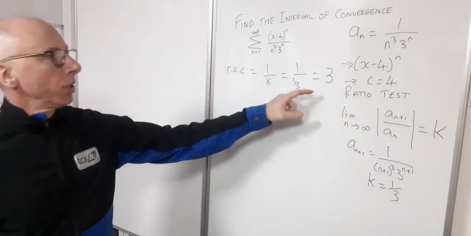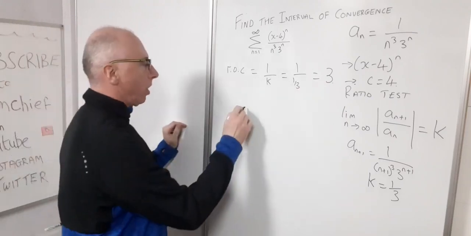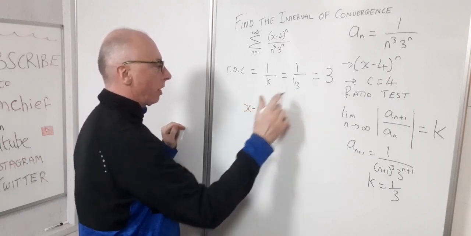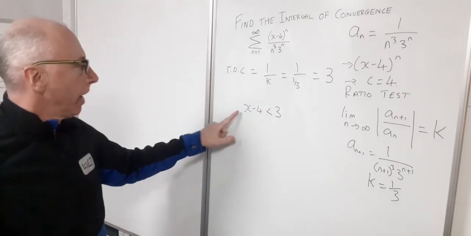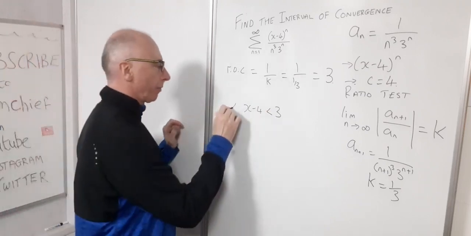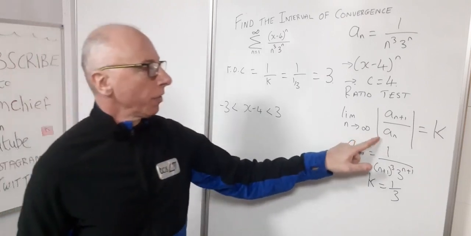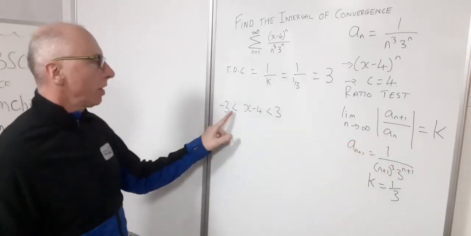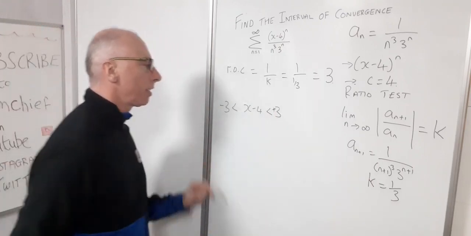So my radius of convergence, I'm going to set that in some inequality now. So now I've got x minus 4 to the 3. So x minus 4, that's going to give me 3 there. And then my lower bound will be minus 3 by virtue of k being calculated from an absolute value. So I've got minus 3 to positive 3. So let's put a positive in there so we can clearly see that.